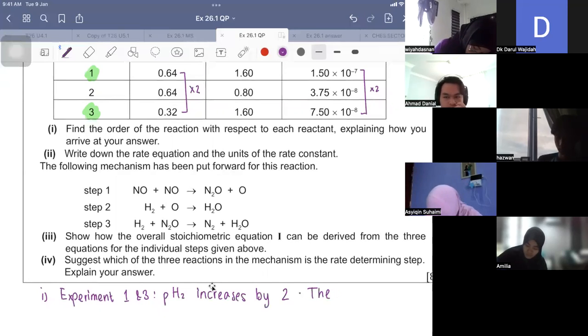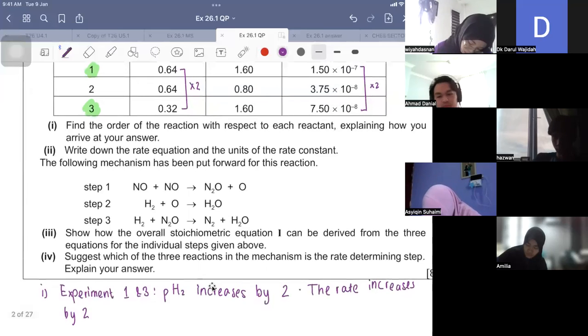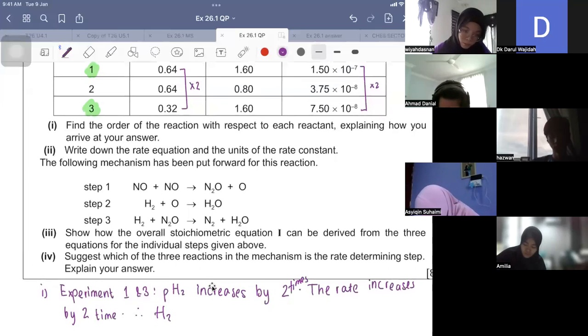The rate increases by 2 times. Should we say by 2 times? Because if we say by 2, it sounds like it goes up by 2 units. So by 2 times, okay? Therefore, H2 is first order, straight to the point. You need to show the effect and then only you come up with the order.